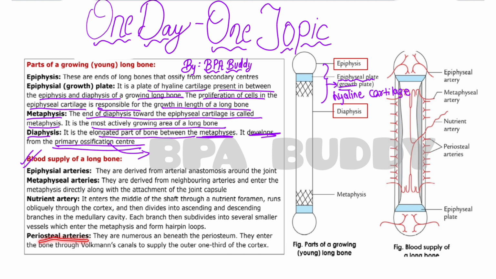Then come the periosteal arteries. They are numerous and lie beneath the periosteum. This is the periosteal artery. They are numerous and beneath the periosteum, and they enter bone through foramina and canals to supply the outer one third of the cortex.